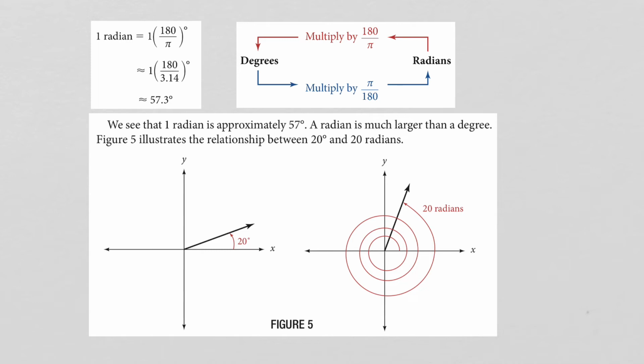And then just as another comparison, if I have an angle of 20 degrees and I draw that angle in standard position, we know that 20 degrees is about here in the first quadrant. However, if you were to graph the angle 20 radians, this is what it would look like. It would be several full rotations, and then you would end up at this angle right here. Now, how do we know it's several full rotations?